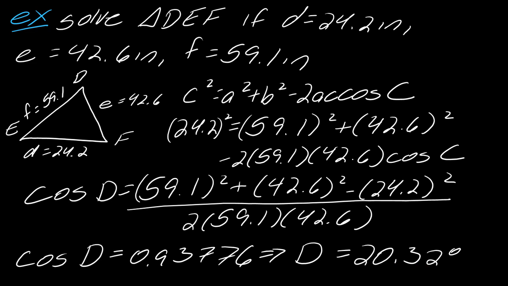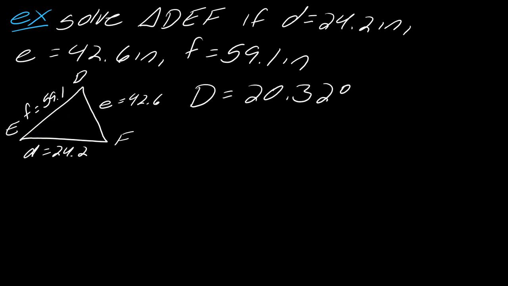Okay, so that is one angle of this triangle, so we still have to find the other angles. So D is equal to 20.32, and from here I can use the law of sines. Now, I think that this would be a good time for you to pause the video and see if you can finish this, and this is a good review of the law of sines. So I highly recommend that you pause here, you give it a try, and then you hit play when you're ready. So, okay, so now I'm going to keep going with this.